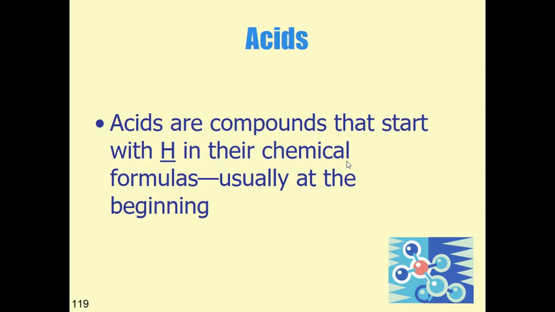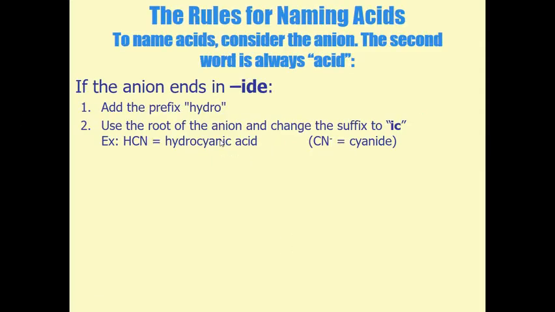Sometimes if you're talking about an organic acid, you'll see it placed at the end, and you'll see it with a COOH because that's a carboxylic acid. However, for this class, we will talk about acids as things that start with a hydrogen. So anytime you see something that starts with a hydrogen, they are acids. So the naming rules, we have 3 of them for acids.